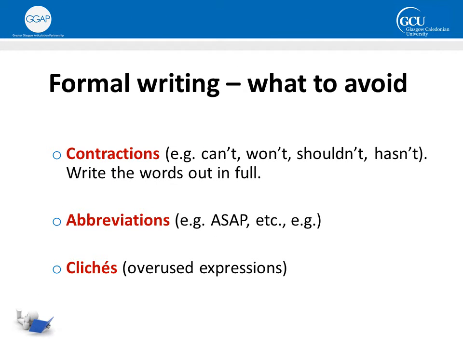As well as avoiding informal words, you should also avoid using what we call contractions. Contractions are shortened forms of words with missing letters that are marked by apostrophes, so words like can't, don't, won't, shouldn't, haven't, those are contractions. Always write out words in full, so you should write cannot instead of can't. Similarly, you should avoid abbreviations such as ASAP or EG. Again, these should be written out in full.